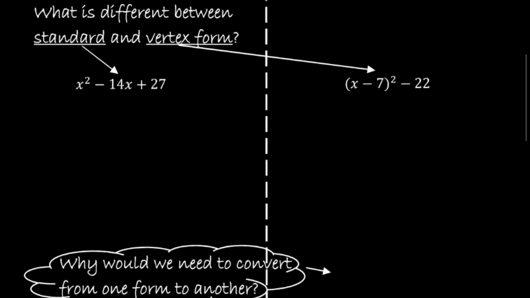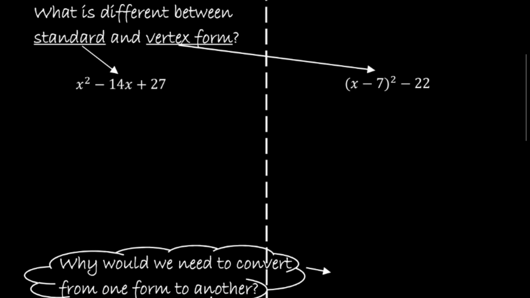As you can see, this is an example of standard form right here: x squared minus 14x plus 27. And then vertex form has your parentheses squared. What does vertex form make it easy to do?